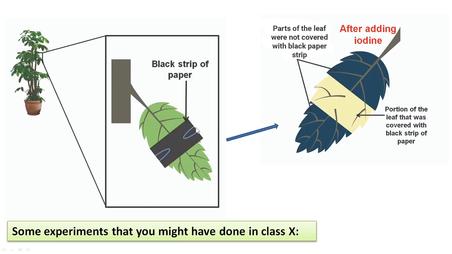Then you put the leaf in alcohol, ethanol. When you put it in ethanol, what will happen to this green leaf? This green leaf will appear transparent.